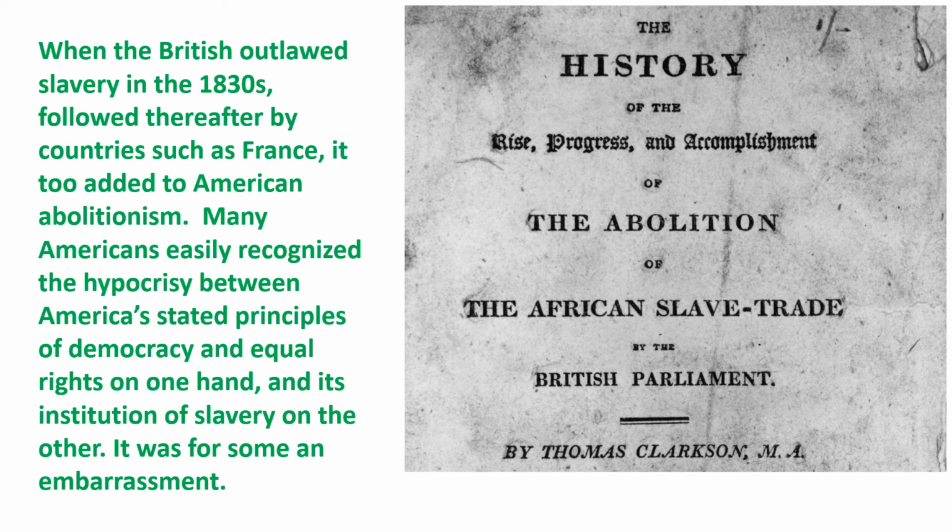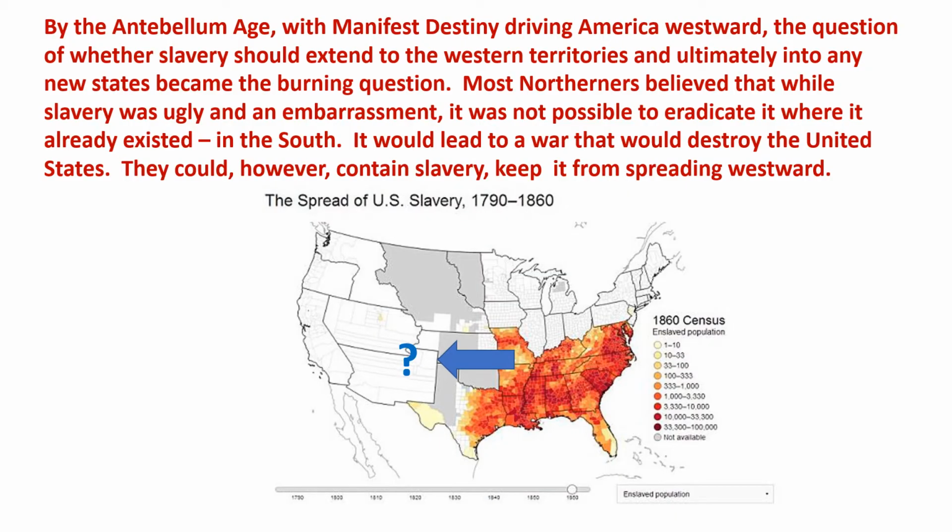It's a contemporaneous history. By the antebellum period, with Manifest Destiny driving America westward, the question of whether slavery should extend into the western territories and ultimately into any new states, that sort of was becoming the burning question. Many Northerners believed that while slavery was ugly and maybe a national embarrassment, it was not possible to eradicate it where it already existed, namely in the South. To do so would lead to a war that would destroy the United States. They could, however, they believed, contain slavery, keep it from spreading westward.